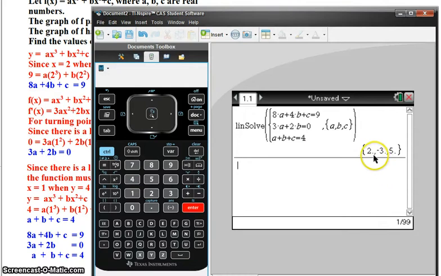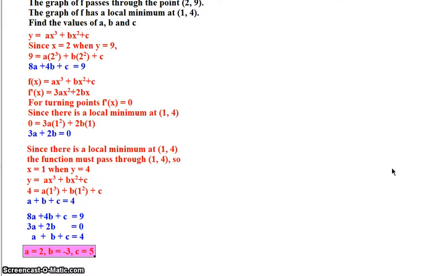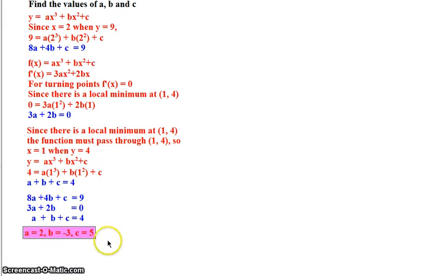And there it is. A is 2, B is minus 3, and C is 5. So there's our solution. A is 2, B is minus 3, C is 5. You can always check this. They're quite easy to check because they're whole numbers.